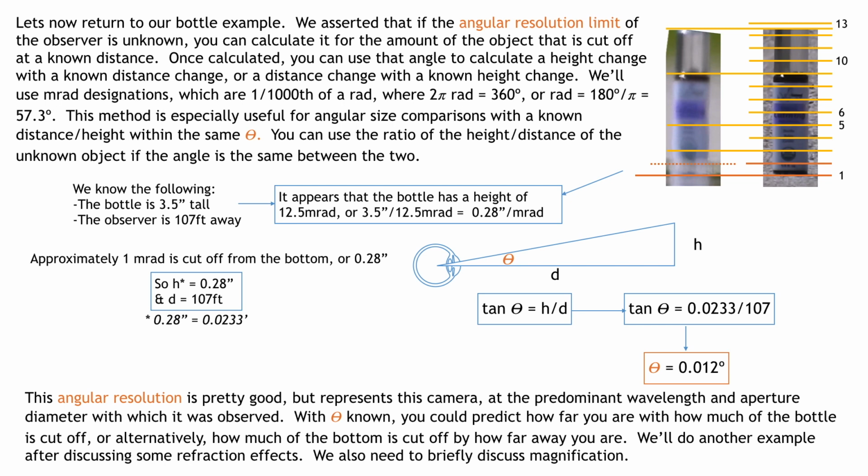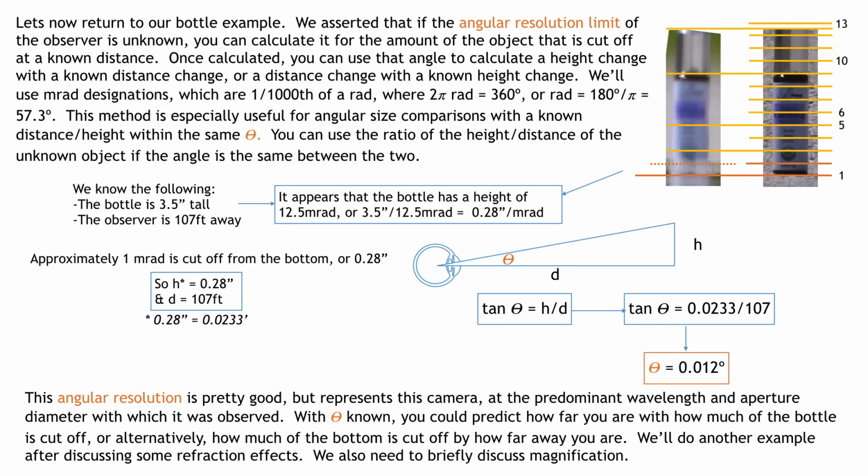or 0.28 inches. So our height that is cut off now is 0.28 inches, and our distance we know is 107 feet away. And 0.28 inches is roughly 0.0233 feet, because you've got to put this in the same units, don't forget that. So you can model that within our low angle, far distant right triangle, and tan theta is equal to height divided by distance. So the height that's lost, 0.0233 at 107 feet, gives you that angle of 0.012 degrees, which is a little bit less than 1 arc minute.